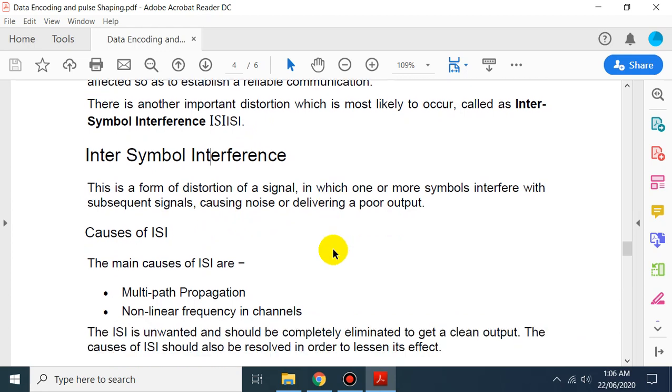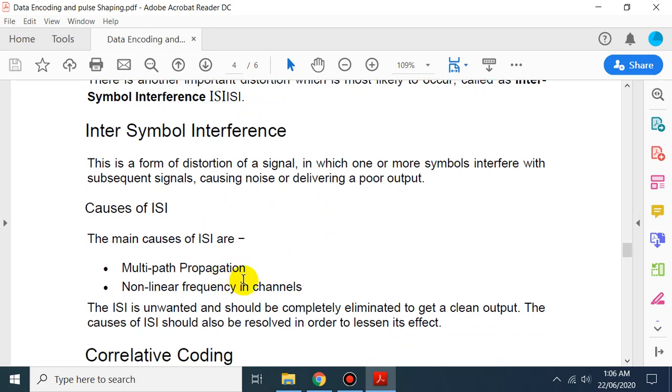Now the causes of inter-symbol interference are multi-path propagations, when the signal is coming from different paths. That's the main cause of inter-symbol interference. Another example is non-linear frequency in channels. In the communication systems course we studied the non-linear frequencies occurring in our channels, so they are going to cause inter-symbol interference as well.